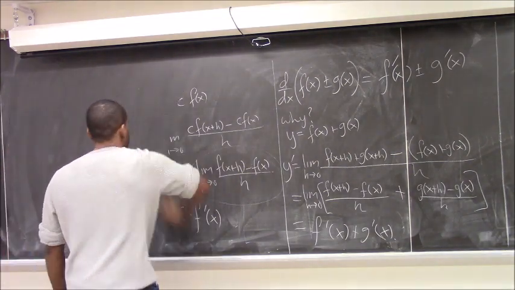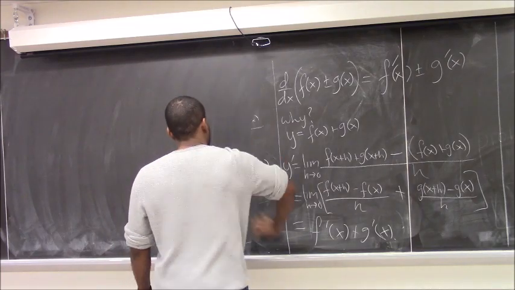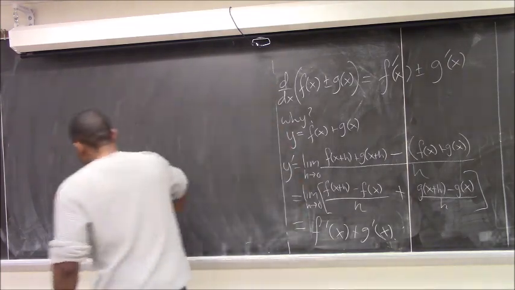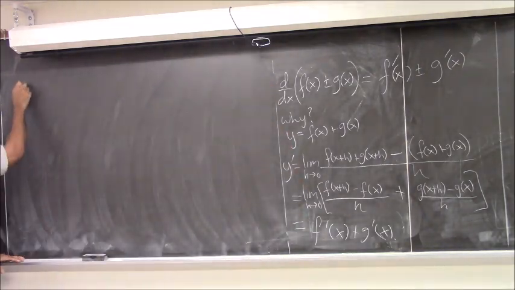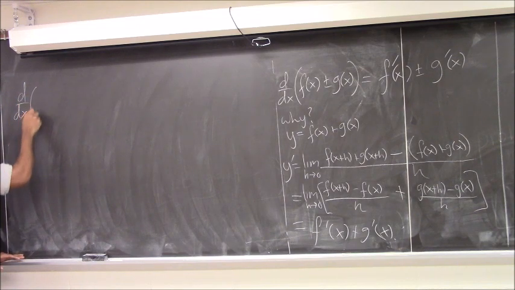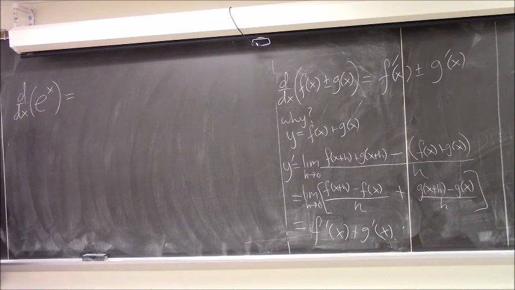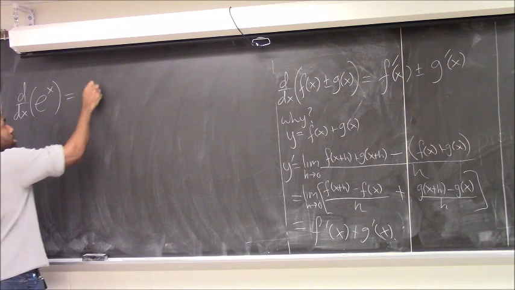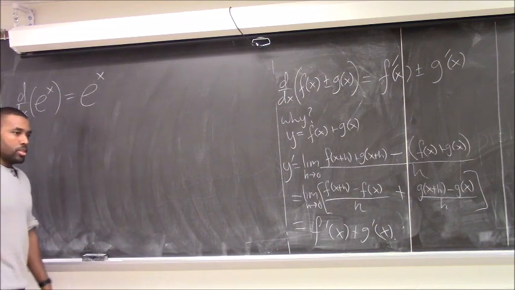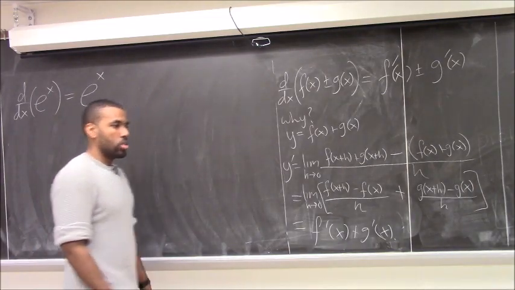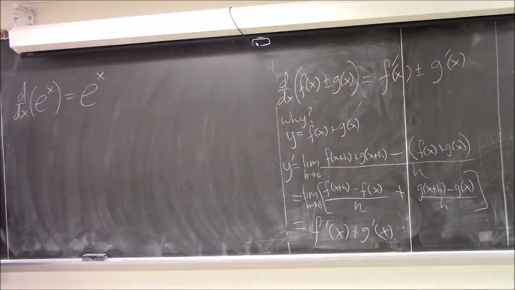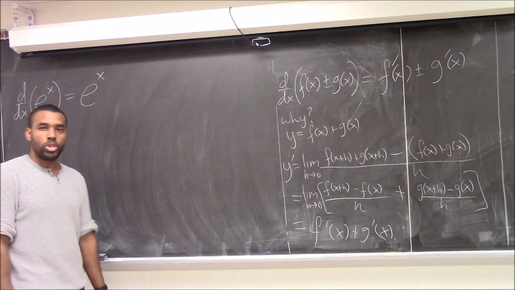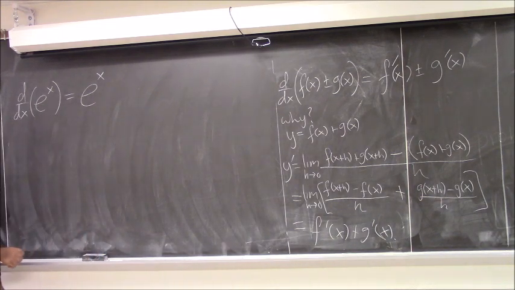I also mentioned the derivative of a very important function. We looked at the derivative of e to the x, which was e to the x. It's the only non-zero function that is its own derivative, the exponential function, which makes it very useful for calculus, especially if we're dealing with exponential functions.